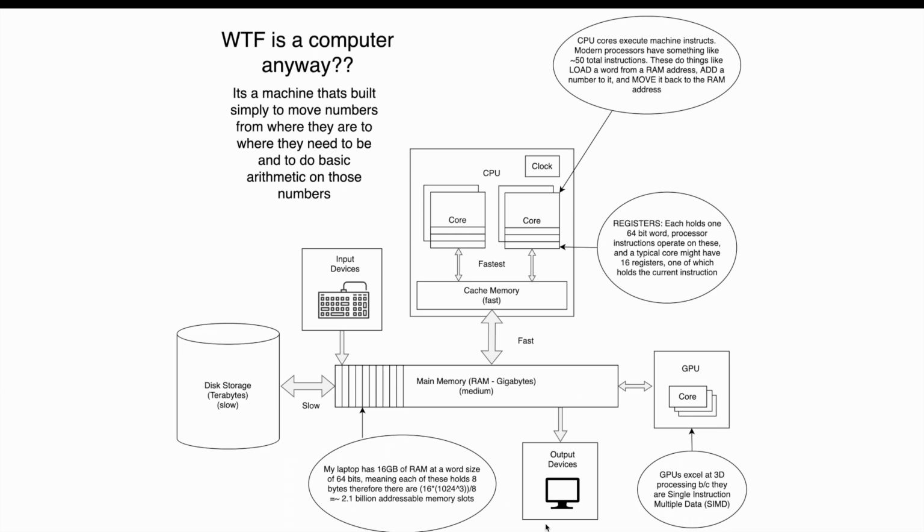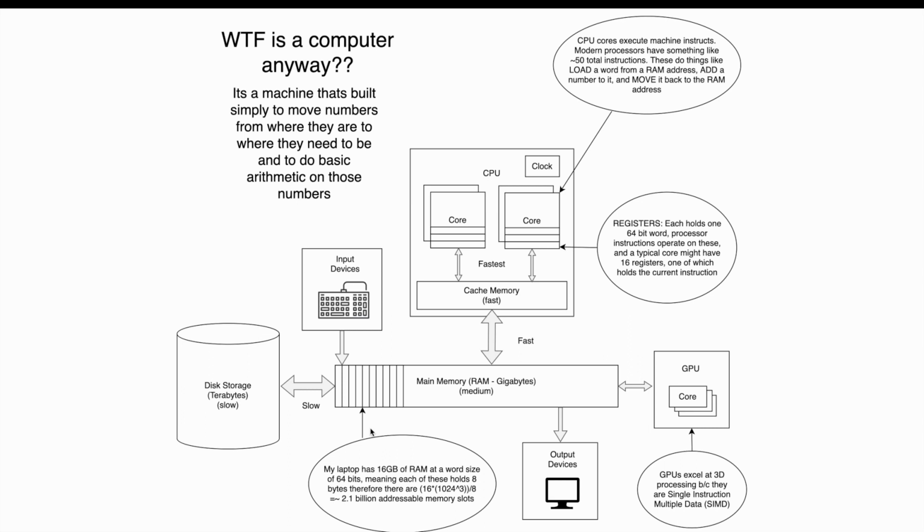But the thing that all of these have in common is that to work with any of the data you're getting from them or sending to them, that data has to flow through main memory or RAM. For example, on my laptop, I have 16 gigabytes of RAM. Back in the day, that would have been enormous and cost many bajillion dollars.